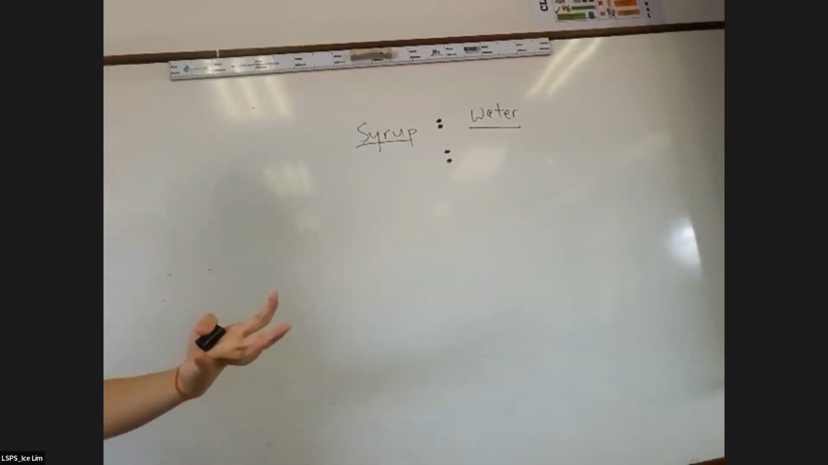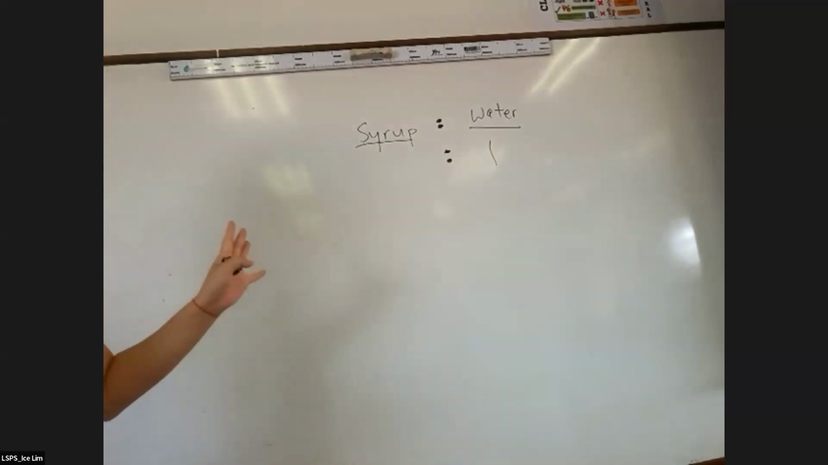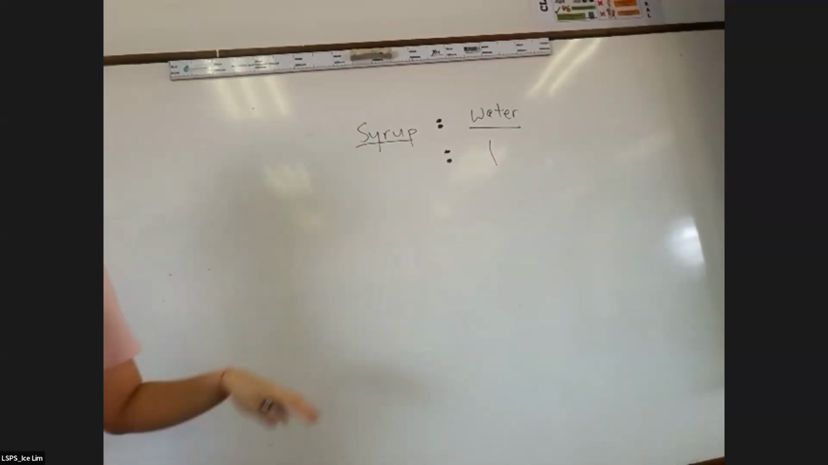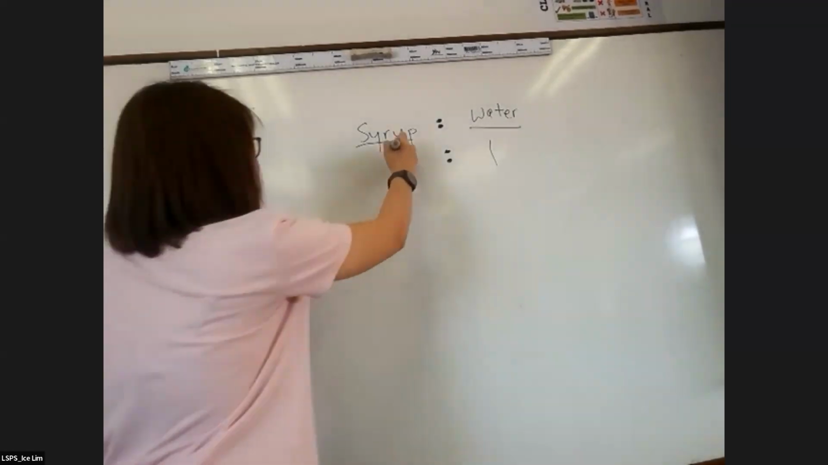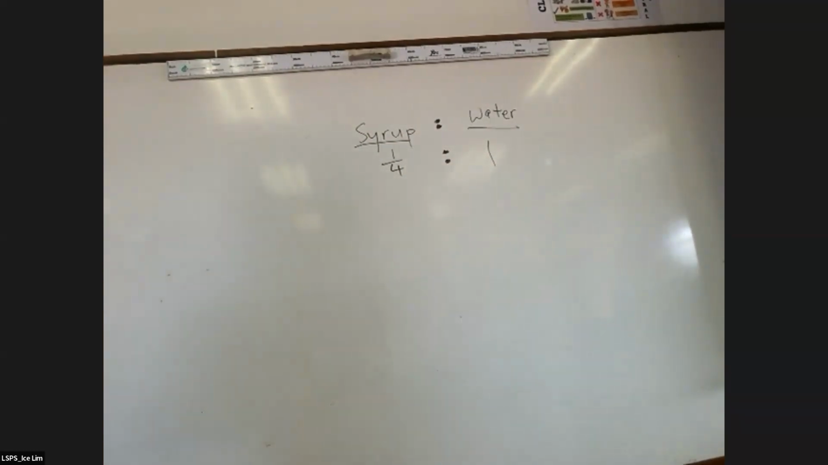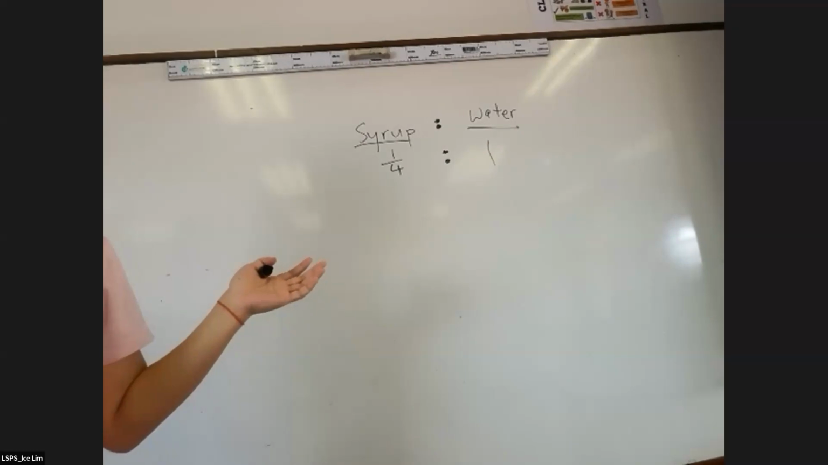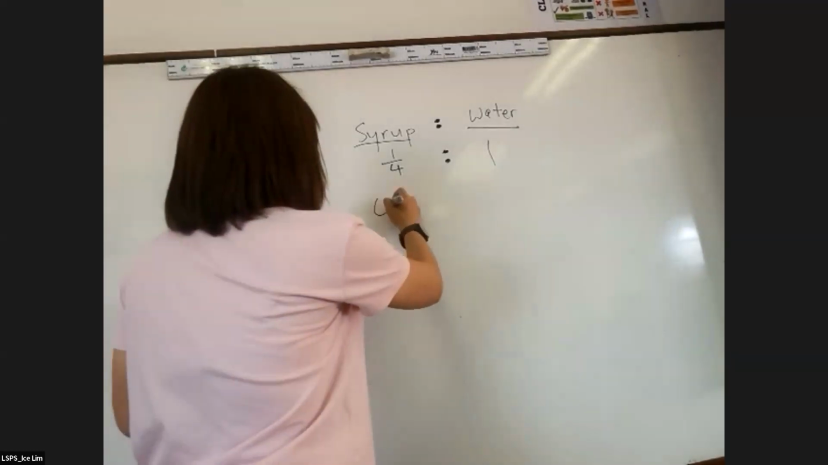I give you a ratio of 1 part of water. And for this 1 part of water, for the syrup, I put 1/4 cup. 1/4 cup of syrup to 1 cup of water gives you a lemonade juice. Now, what's 1/4 in decimal? In decimal, it's actually 0.25.